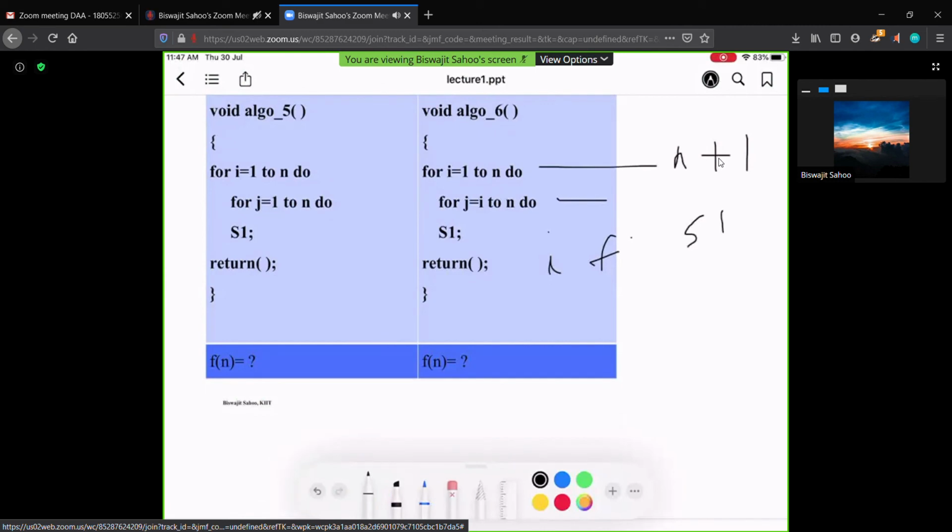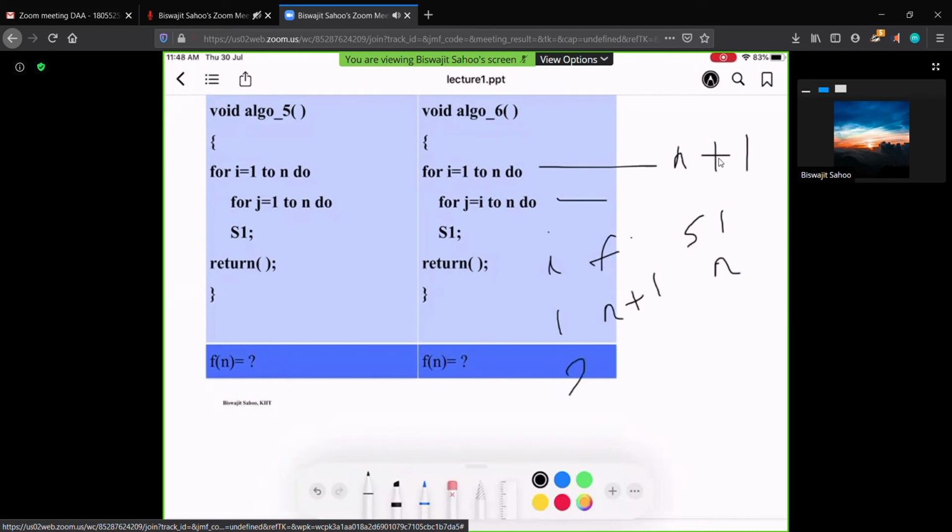Now tell me, when i became 1, your j will start from 1 to n? Yes, sir. So this for loop will be executed for how many times? N plus 1. S1 will be executed for n. The first statement is understood by everyone, yes or no? Yes, sir. Then we go to the outer loop.